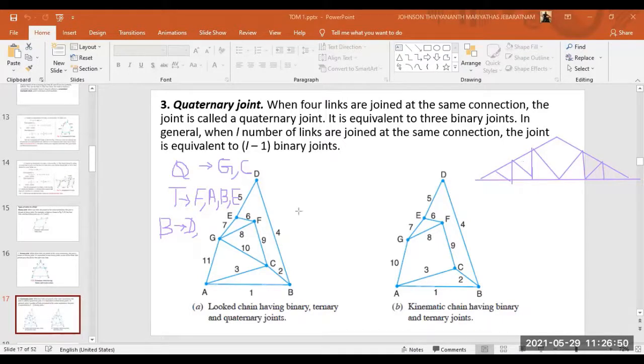3-bar chains. Okay. So by joining this G and C, we are changing a mechanism which can move into a mechanism which is actually locked. The primary chain has binary and ternary joints. If you look at this diagram, this can move, right? So I am giving a small change in angle for this AG link, right? I am giving a small change.